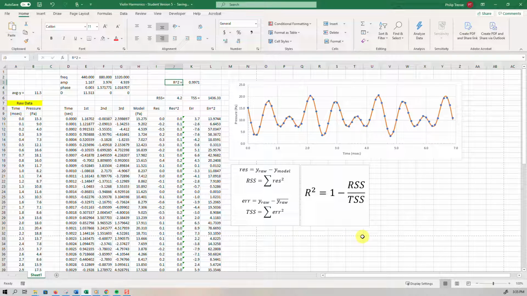And that's the end of this series of lessons on how to use Excel with its solver capabilities, basically getting the computer to do lots of guessing and checking to work out a harmonic model for this type of data, which in this case was a musical instrument.